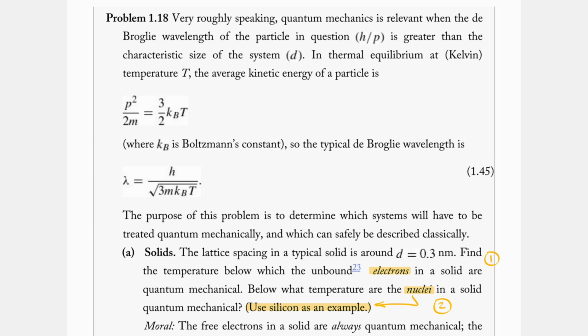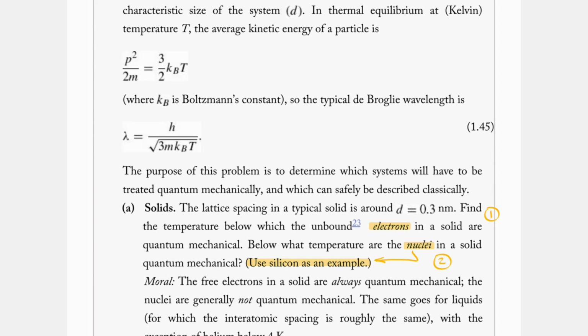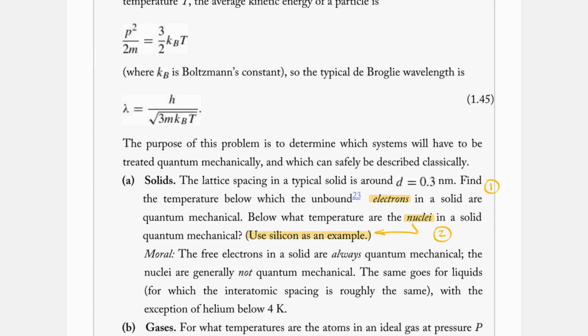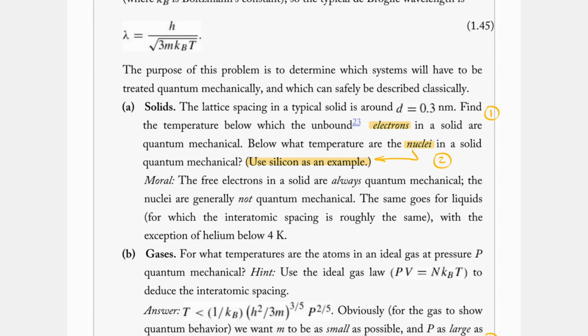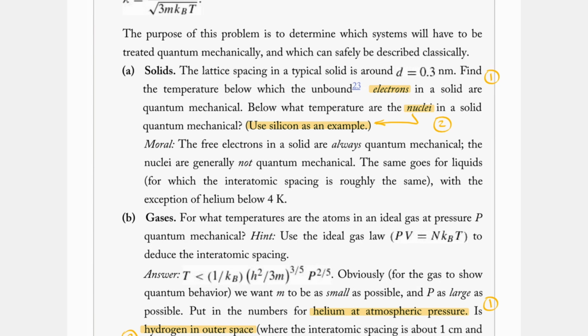In thermal equilibrium, at temperature T, the average kinetic energy for the particle is p squared over 2m, and that's going to be 3/2 kBT, where kB is just the Boltzmann constant. And so the typical de Broglie wavelength then is lambda equal to h over this square root. Okay, so we want to determine which systems will have to be treated quantum mechanically and which ones can be described classically from just a very basic rough level estimate.